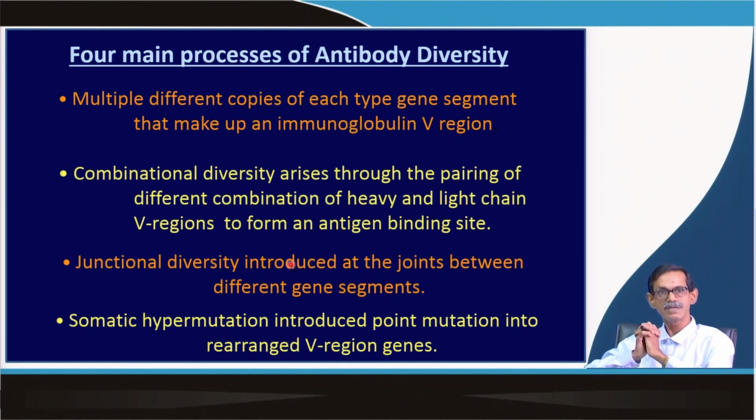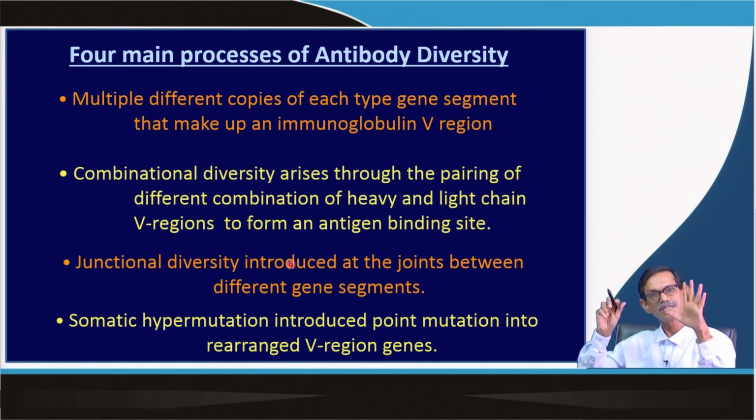Combinatorial diversity arises through the pairing of different combinations of heavy chain V region and light chain V region to form an antigen binding site. We all discussed this, I am just summarizing again. Junctional diversity is introduced at the joints between different gene segments, that also we discussed. Somatic hypermutation induces point mutations into the rearranged variable region.